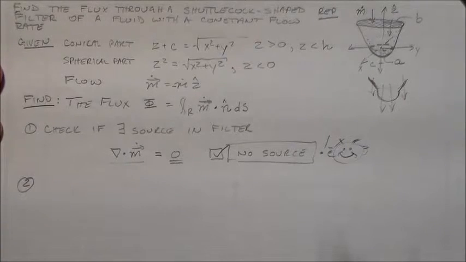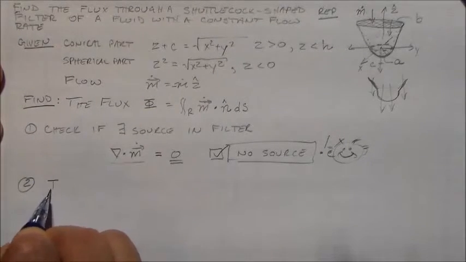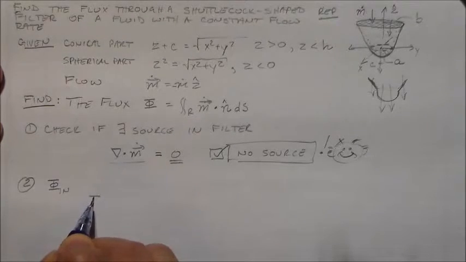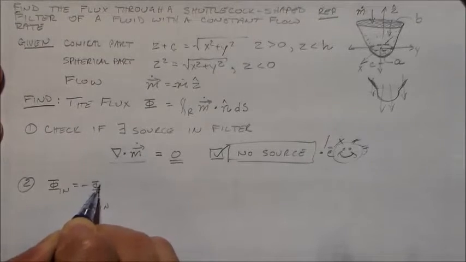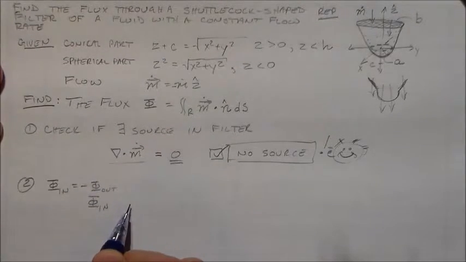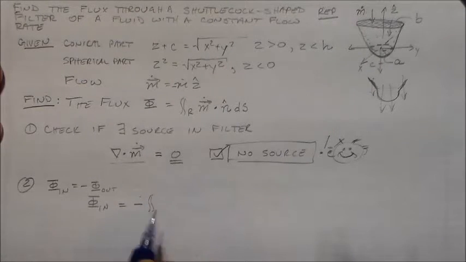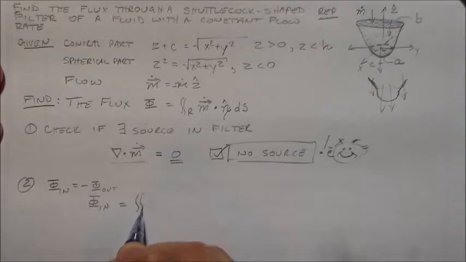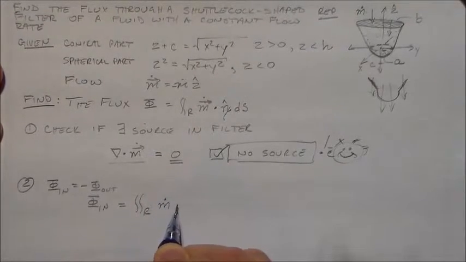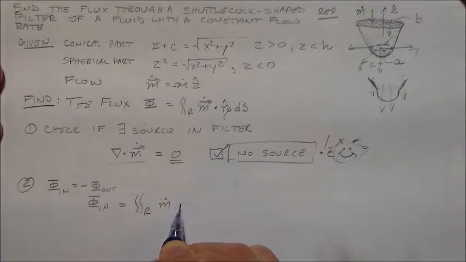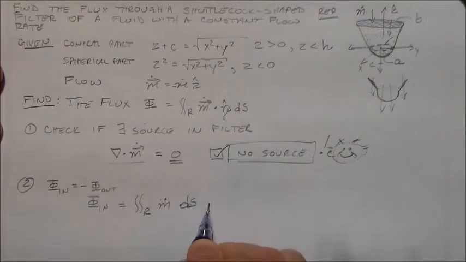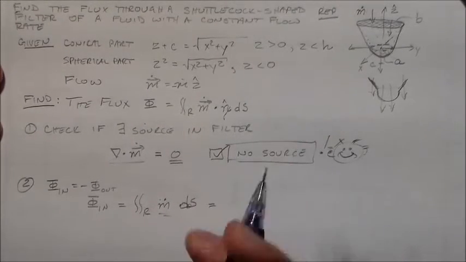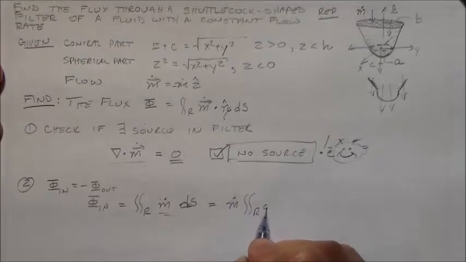Okay, so now that we're happy and we know we can do this little trick, we'll just find phi in, because we know phi out through that. It's going to be the same thing. So that's actually minus phi out. So that's equal to minus the double integral of m dot times ds, which is just going to be the area, because this is a constant. So let's do that formally: m dot times the double integral of r ds.